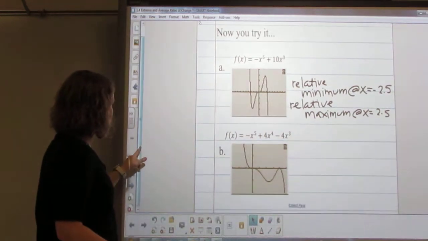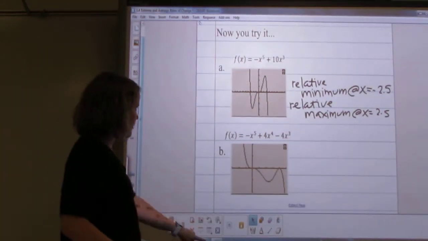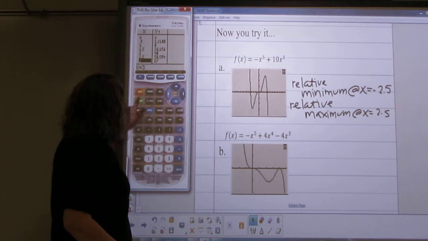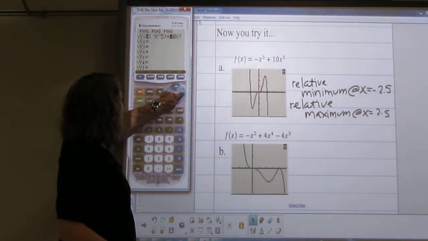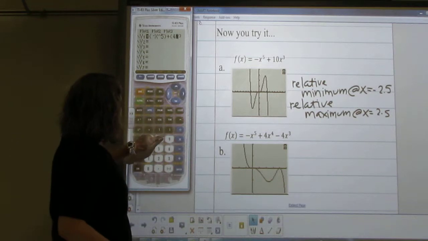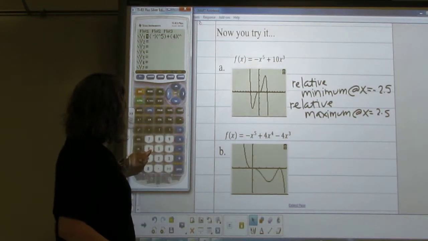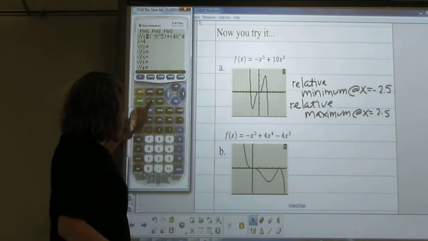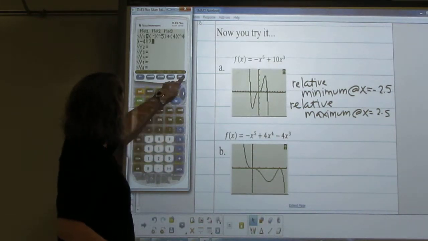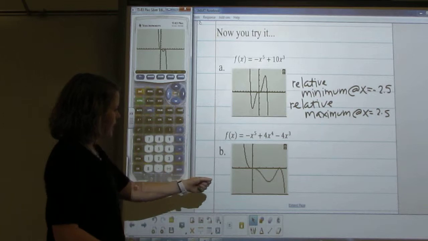All right, so the next one, we have negative x to the fifth plus 4x to the fourth minus 4x cubed. We graph that.